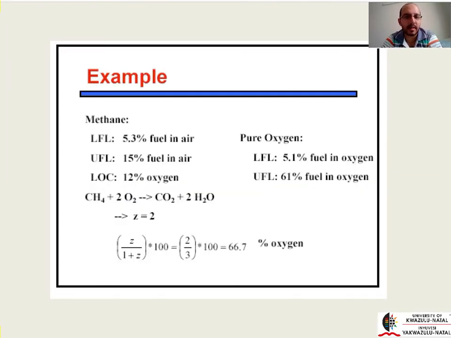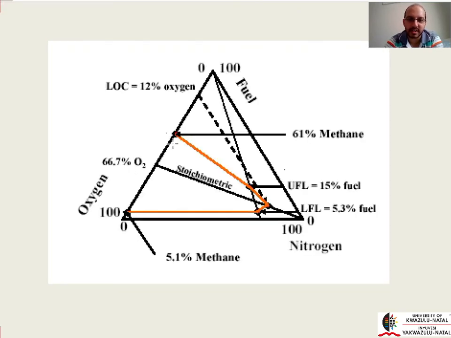Okay, so a good example, methane, we can actually perform all the calculations. If we are given the values here for pure oxygen and in air, finding our stoichiometric value, that's 66.7, we can actually draw up our triangle and establish the flammability zone. And we can use this flammability zone and look at a variety of situations to establish whether a mixture would be flammable or not.